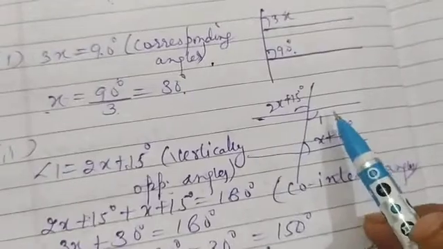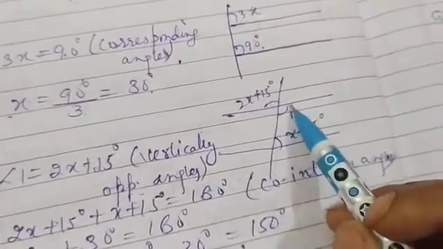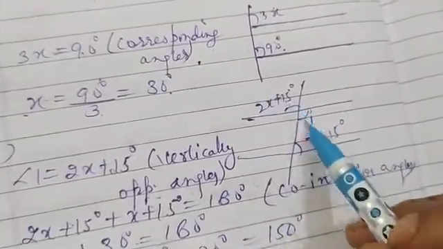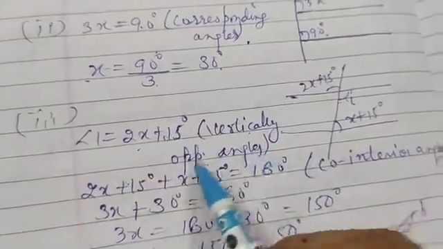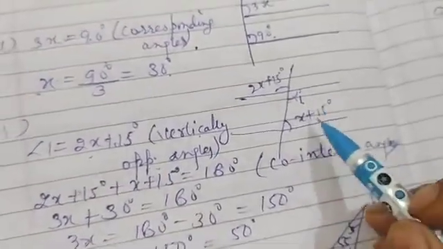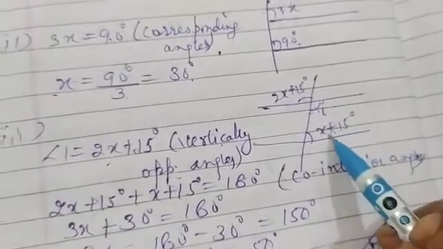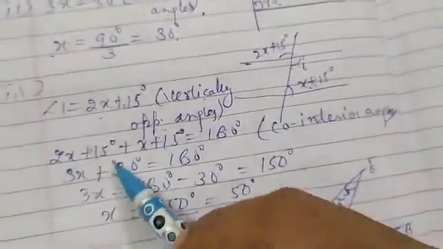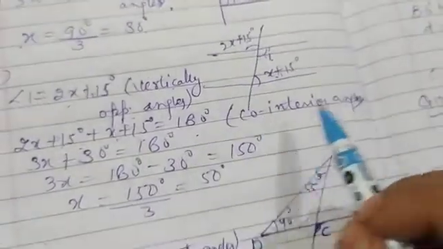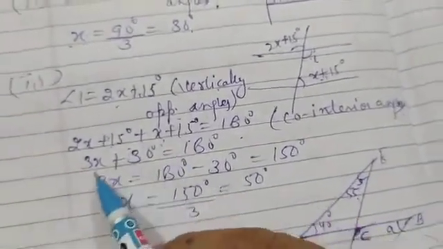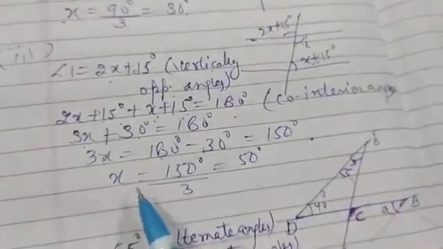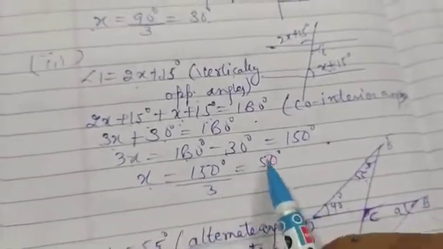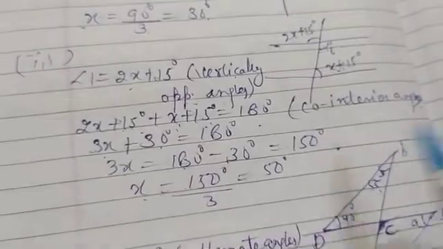Third part, see. Let us suppose this angle is 1. These two are vertically opposite angles. Angle 1 is 2x plus 15, vertically opposite. Now this angle 1 and this are making co-interior angles. So 2x plus 15 plus x plus 15 is 180 degrees, co-interior. 2x plus x is 3x, 15 plus 15 is 30. 3x is 180 minus 30, that is 150. So x is 150 upon 3, that is 50 degrees, your answer.